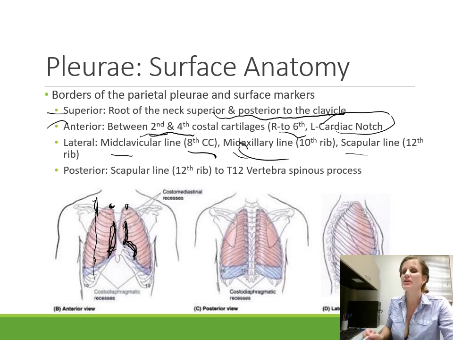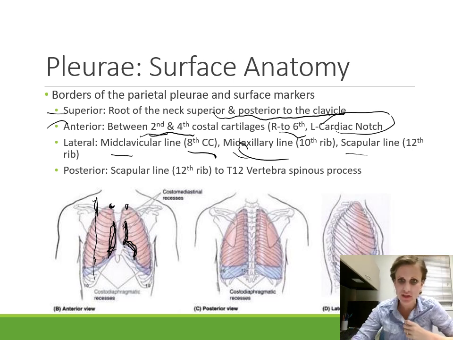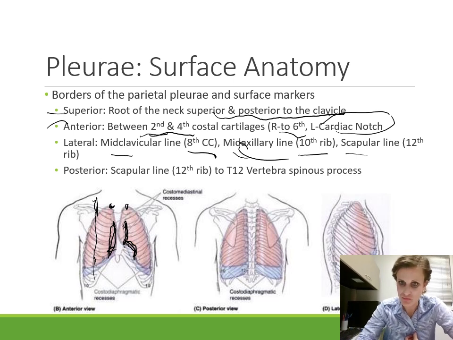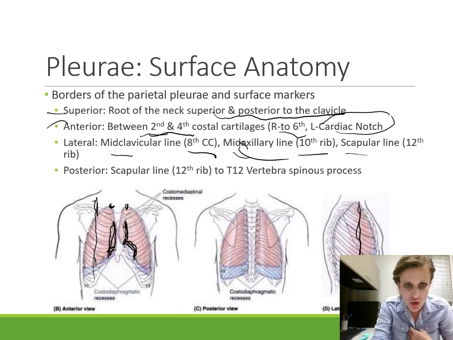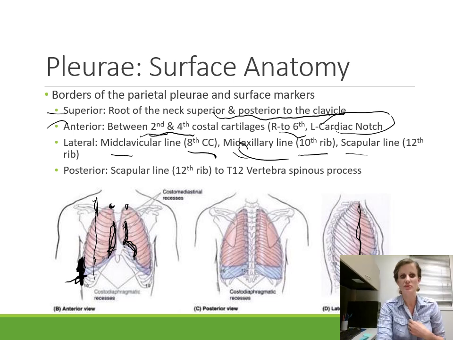The mid-axillary line, remember, you raise the arm, right? And in the middle of the axilla, you draw a line down. So my mid-axillary line on the lateral aspect, we need to go all the way down to the 10th rib. Okay, so extending down to the 10th rib, it's going to show us where the lateralmost aspect of the pleural cavity is.